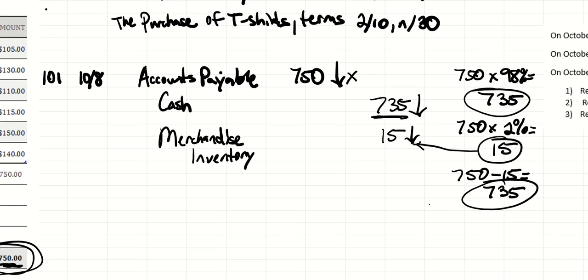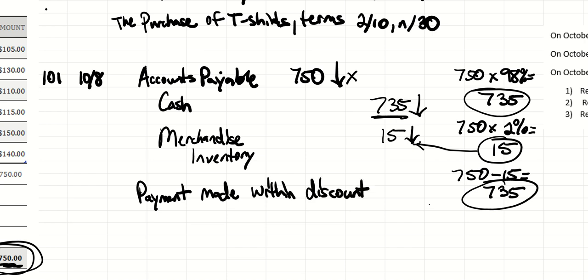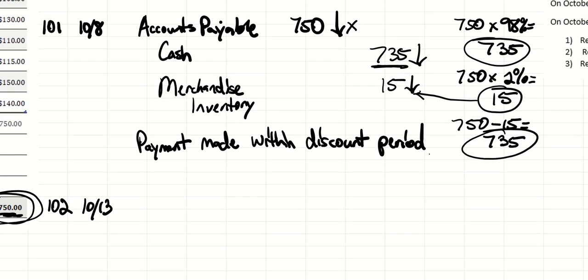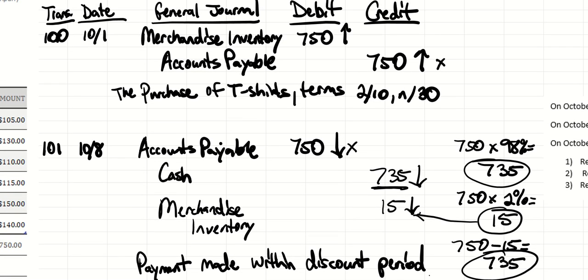This is payment made within discount period. All right, so let's say that this is transaction 102, and we say that this payment was made on October 13th. Okay, so since the payment was made on October 13th, we know that the payment was made after the discount period, which means that if we go back up here to the first transaction, transaction 100, we're going to go ahead and eliminate accounts payable for $750.